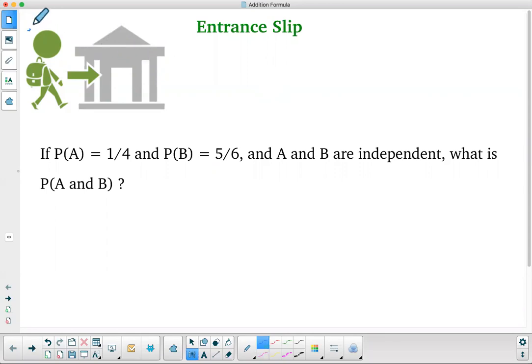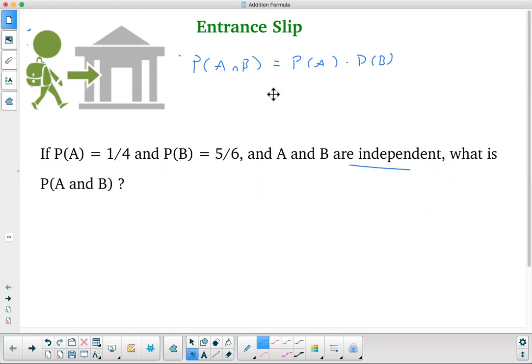We are on our third lesson in probability. This would have been our entrance slip. It says if the probability of A is 1/4, probability of B is 5/6, and A and B are independent, what is the probability of A and B? Because they're independent, this formula holds true: probability of A and B equals the probability of A times the probability of B.